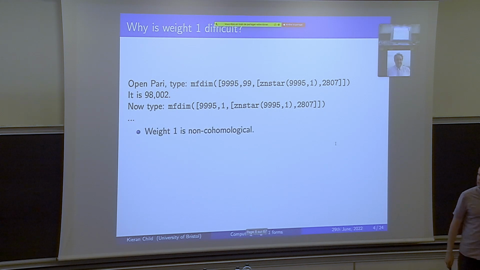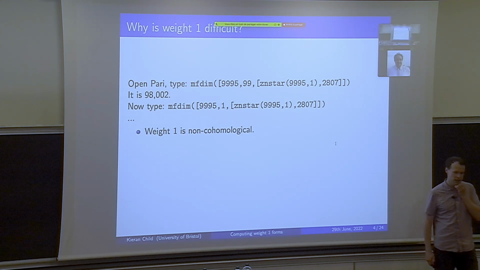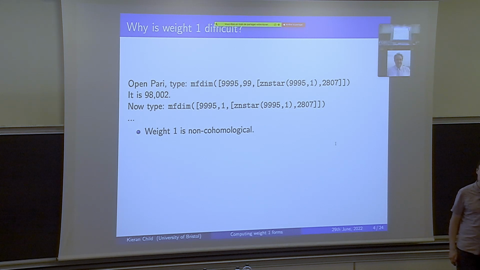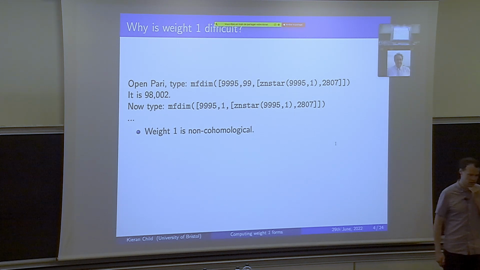And there are 3 reasons why this is. Firstly, weight 1 is non-cohomological. So all of your favorite techniques from modular symbols aren't really going to help us here. I don't know if Sage actually has a weight 1 implementation at all. It might just tell you to go away and do a different computation.